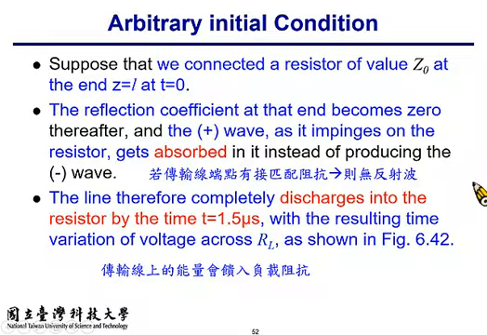All right. So the next condition we can check out with section 6.5 is the so-called arbitrary initial condition. Suppose that we connect a resistor of value Z sub 0 at the end of z equal to L at t equal to 0. The reflection coefficient at the end becomes 0 thereafter, and the positive going wave impinging on the resistor gets absorbed.